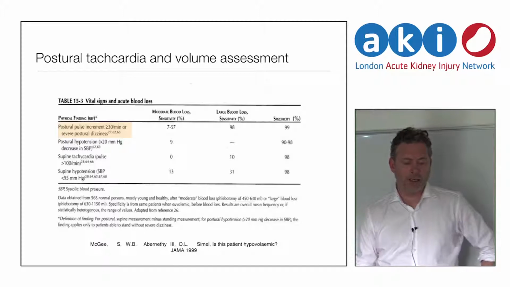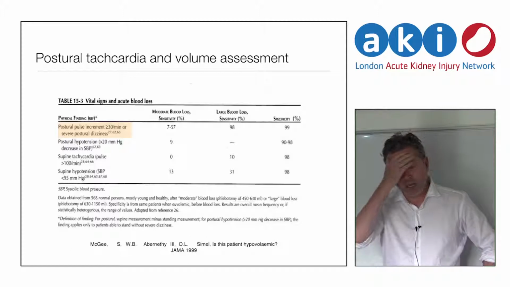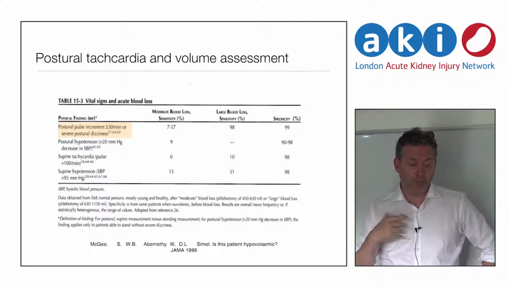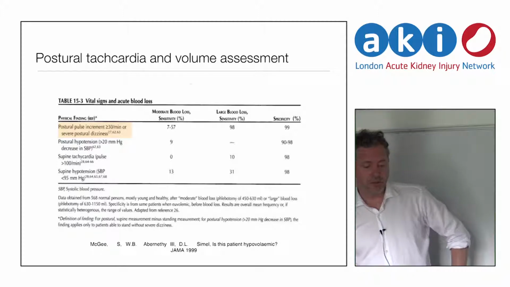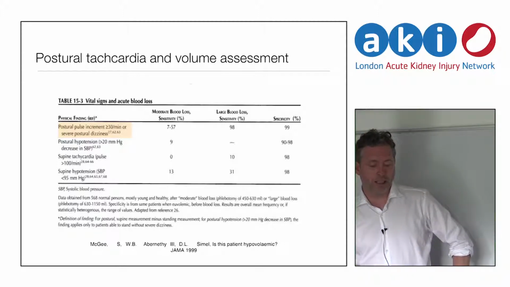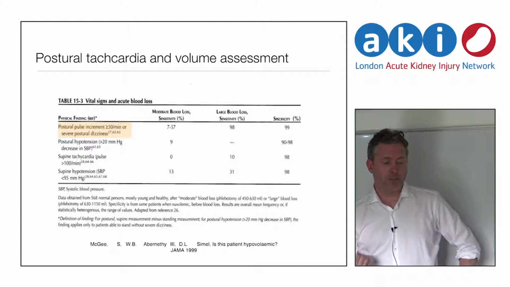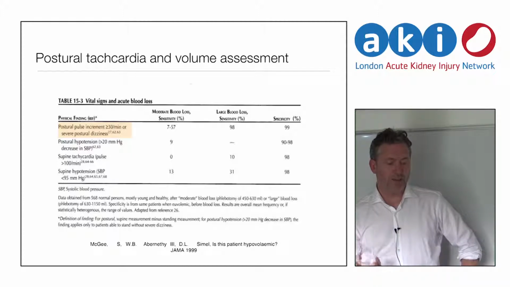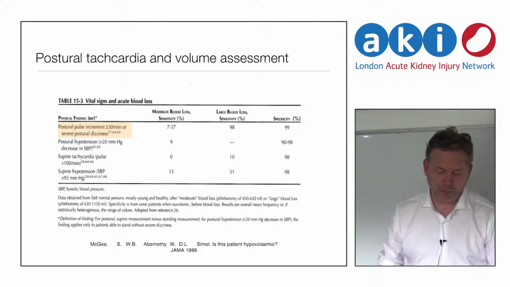This was a study that was published in JAMA looking at healthy volunteers, and they looked at postural pulse increment, postural hypotension, supine tachycardia and supine hypotension. With large amounts of blood loss, these healthy volunteers were exsanguinated, 630 to over a litre of blood. Postural pulse increment had high sensitivity and specificity. So one would say from this that postural pulse increment is the best bedside hemodynamic test for significant hypovolemia.